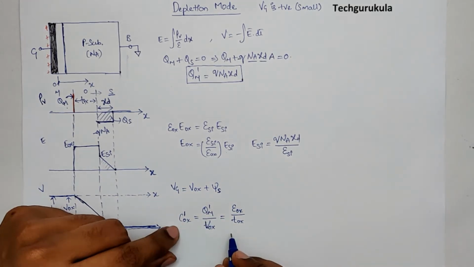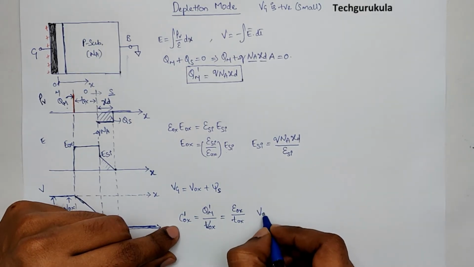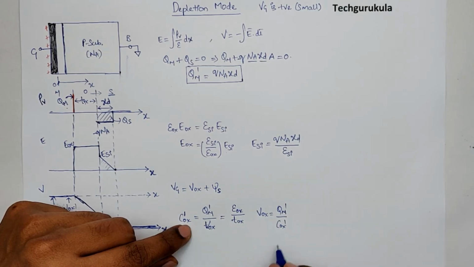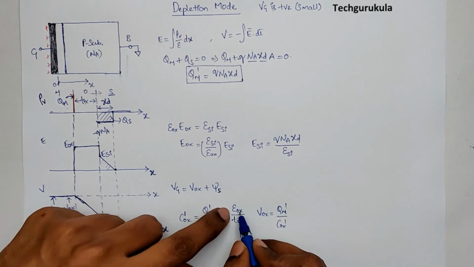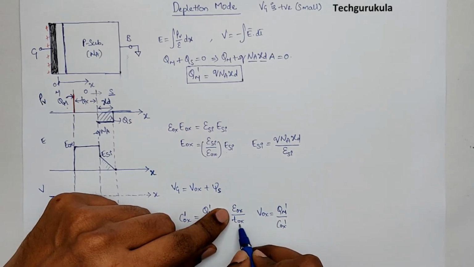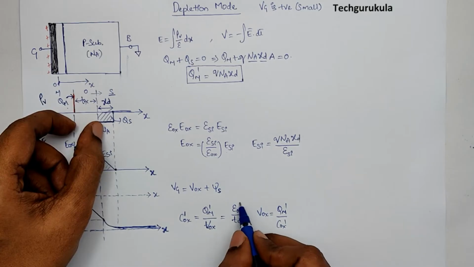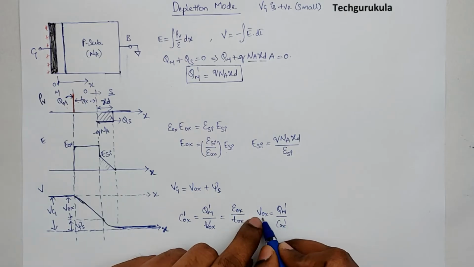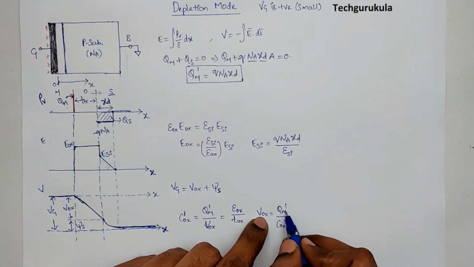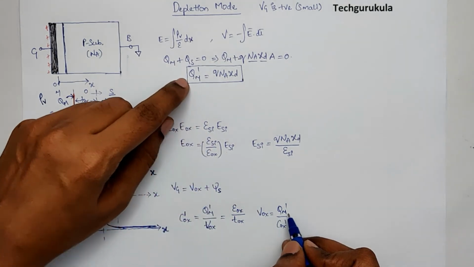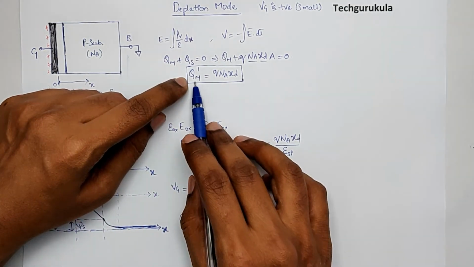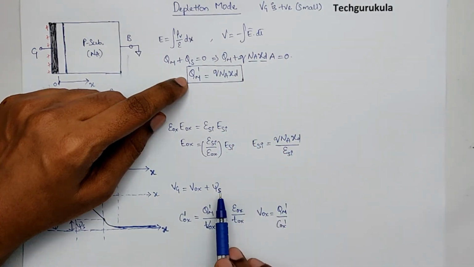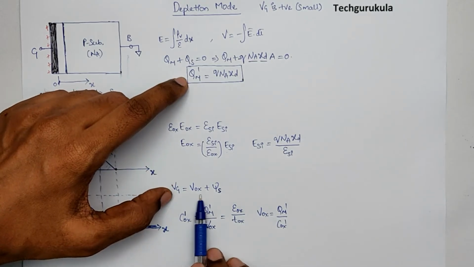So taking this into consideration, if we want to find what is Vox, Vox can be written as Qm prime over Cox prime. Now we don't have to worry about Cox prime, because Cox prime can be found from epsilon ox by Tox. If we can measure the thickness of oxide and we know the oxide permittivity, then we can find Cox prime. To find Vox, we need to find Qm prime. Of course, we have Qm prime here. In this, what we don't know is xd. If xd can be written in terms of psi s, then Vg will be directly written in terms of psi s.